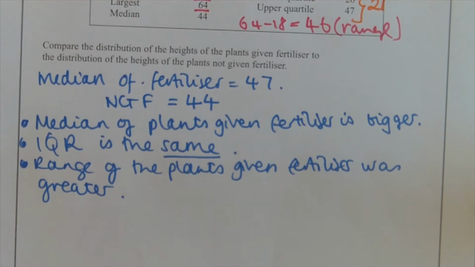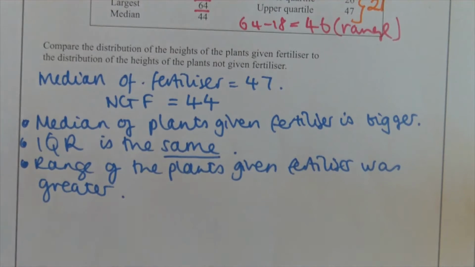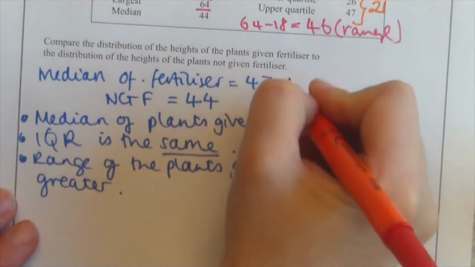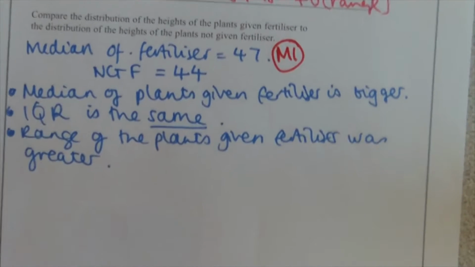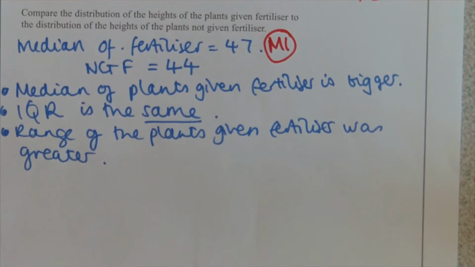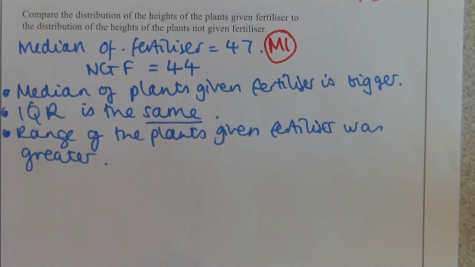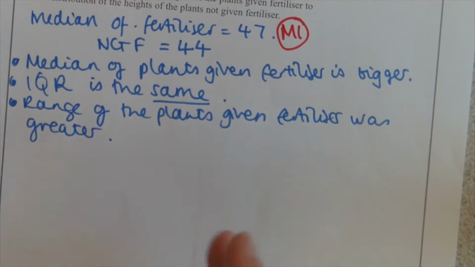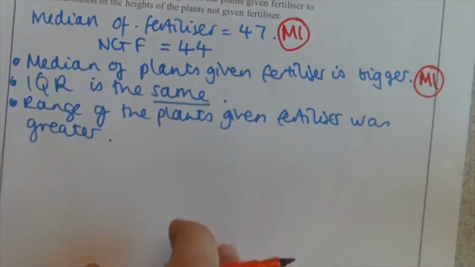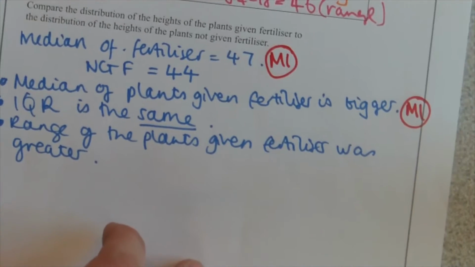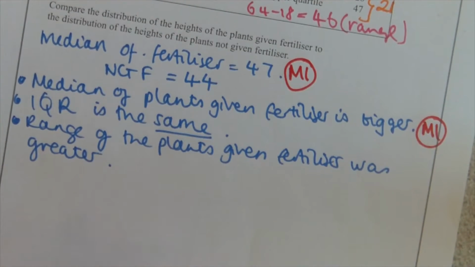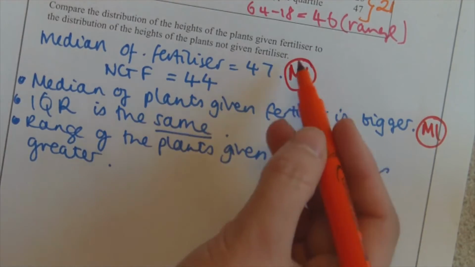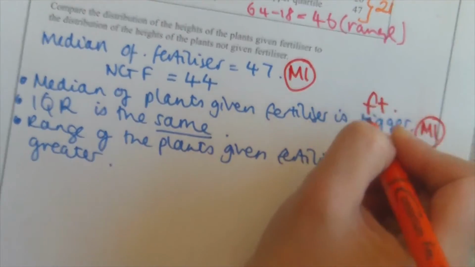But let's take a look at the mark scheme. So your first mark is for working out the median of the data that doesn't already tell us that, so the heights of the plants given fertilizer. Your second mark is for actually using that to do some sort of comparison. So if you just work out the median, it's 1 mark. If you make some sort of comparison, you get your second mark. And if you work out the median incorrectly, as long as you make a comparison, you can get a follow-through mark.